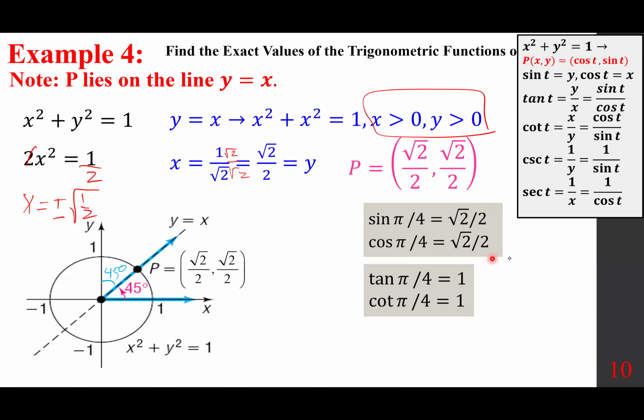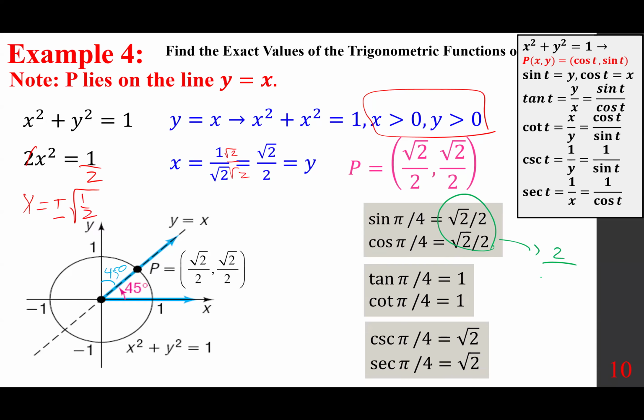Now, cosecant is 1 over this. So 2 over square root of 2, the same thing as secant, 2 over square root of 2. Both of them become square root of 2. Let me show you that. So the reciprocal of this number is 2 over square root of 2. And if you multiply by square root of 2 over square root of 2, you get 2 square root of 2 over 2. And that's the answer.